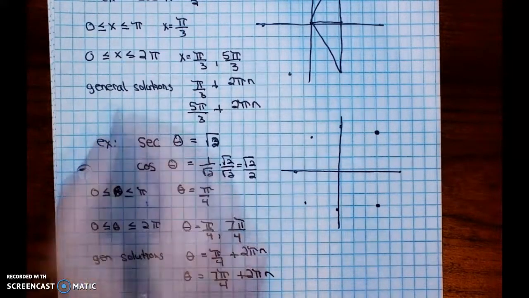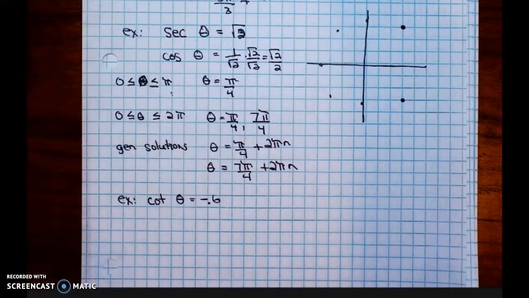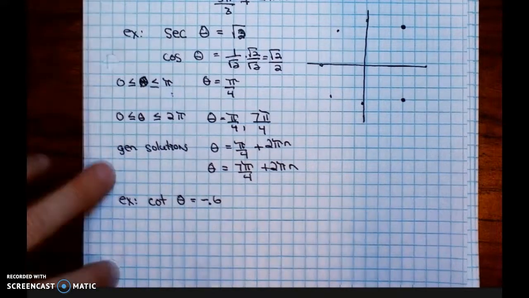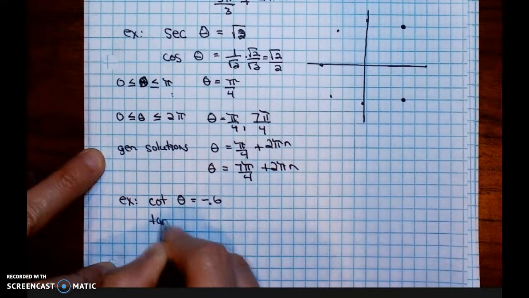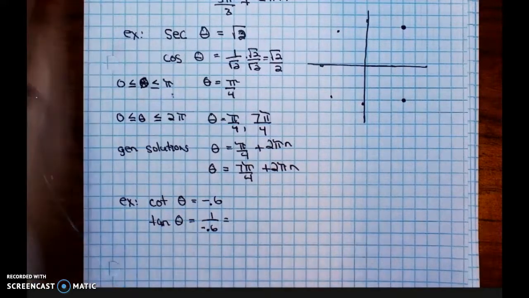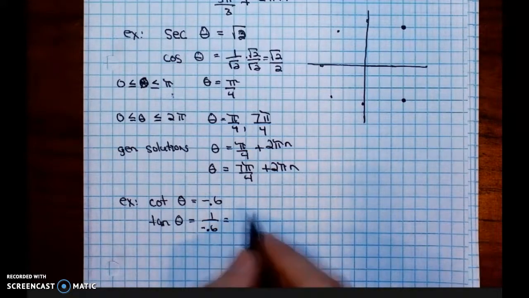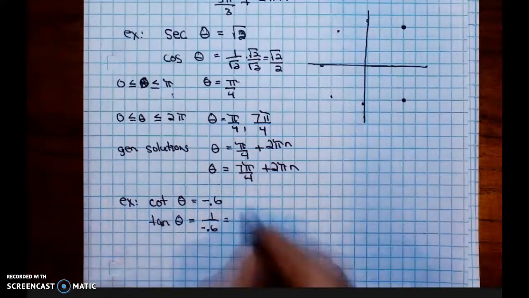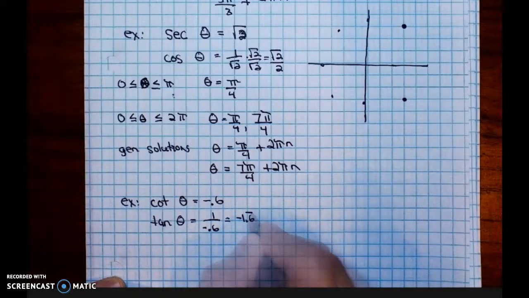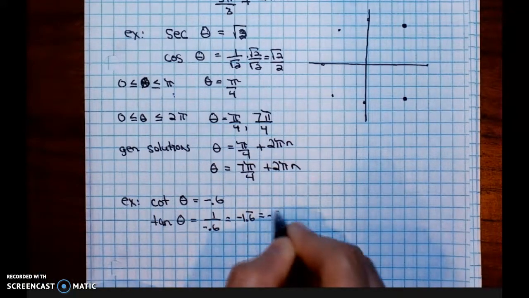We're going to go and look at one more example. Alright, looking at the last example, we have cotangent of theta is equal to negative 0.6. That would mean we are looking for when the tangent of theta is equal to 1 over negative 0.6. Let's check out what that would be on our calculator. 1 divided by negative 0.6 ends up giving me negative 1.6 repeating, which is equal to negative 5/3.